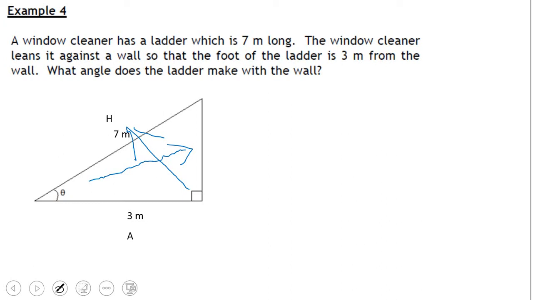So A and H means we're using cos theta equals A over H. Sticking in our values, cos theta is equal to 3 divided by 7. To undo cos, we need to do cos inverse to both sides. We get theta equals cos inverse of 3 over 7. Sticking that into our calculator, we get 64.6 degrees to 3 significant figures.